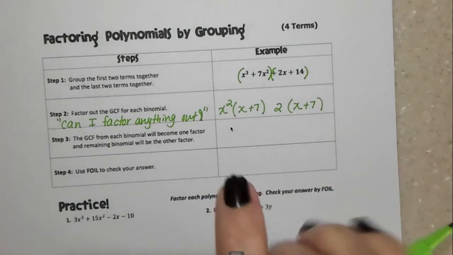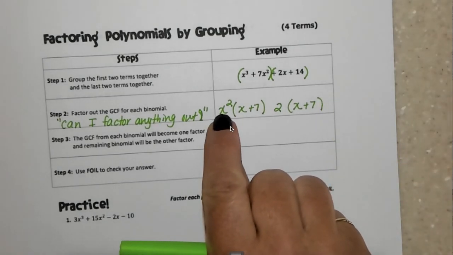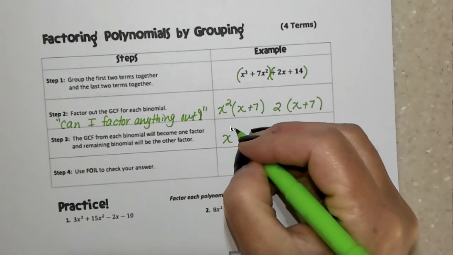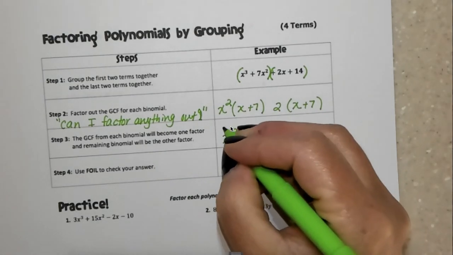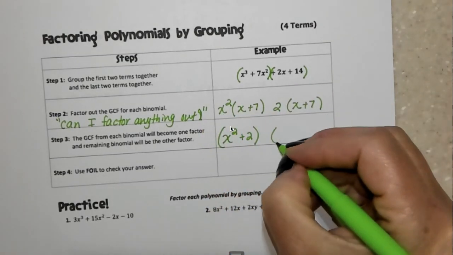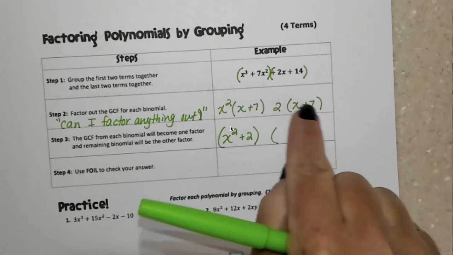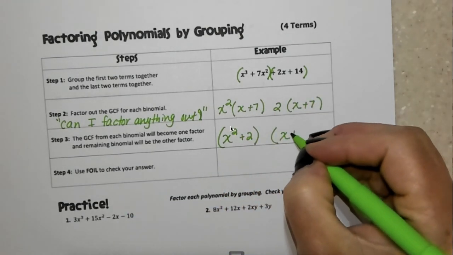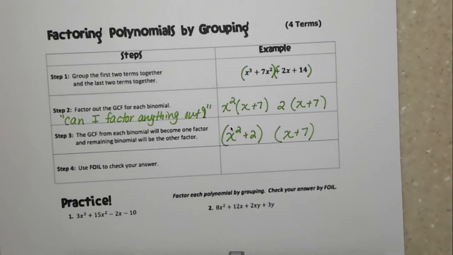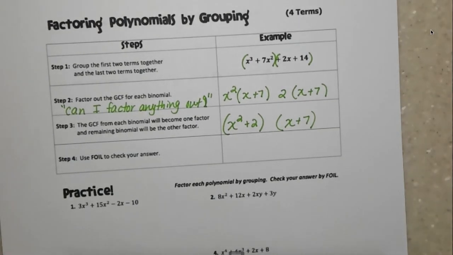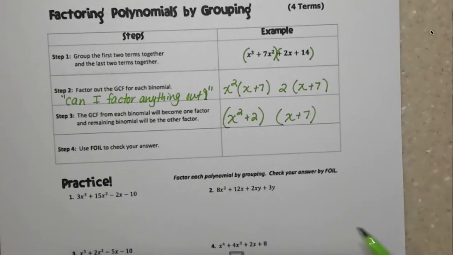So what they're saying is what you pulled out of this one and what you pulled out of this one becomes one factor in parentheses. So that's like the outside stuff. And then the other factor is this one that you have that's in common. So an x plus 7 and an x plus 7, although you only write it once. Now, if you want to be sure your answer is right, you can FOIL it, which we'll do for this example, but we're not going to FOIL all of these.